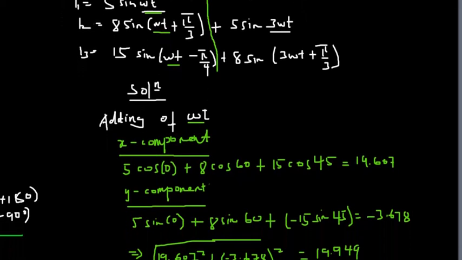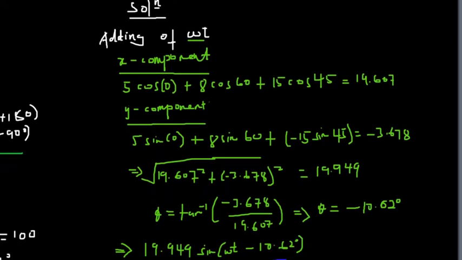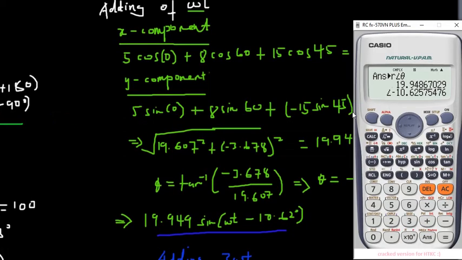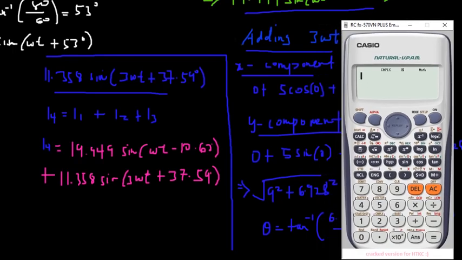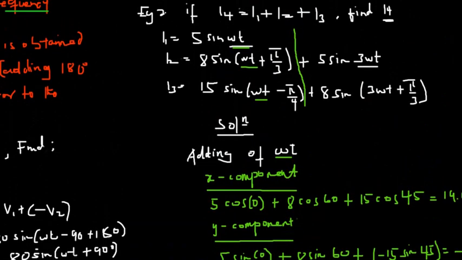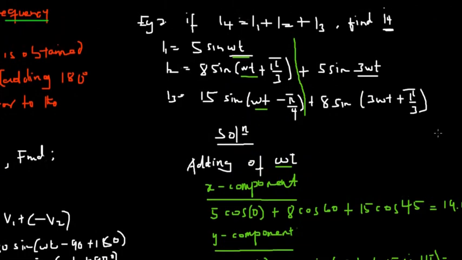Let's verify the answer from here. You can notice that it's the same thing over here: we have 19.949 sin(ωt − 10.62). The same thing applies over here: 19.949 sin(ωt − 10.63 or 10.626). You can do the same for the second portion of the question, and then you arrive at the exact answer.